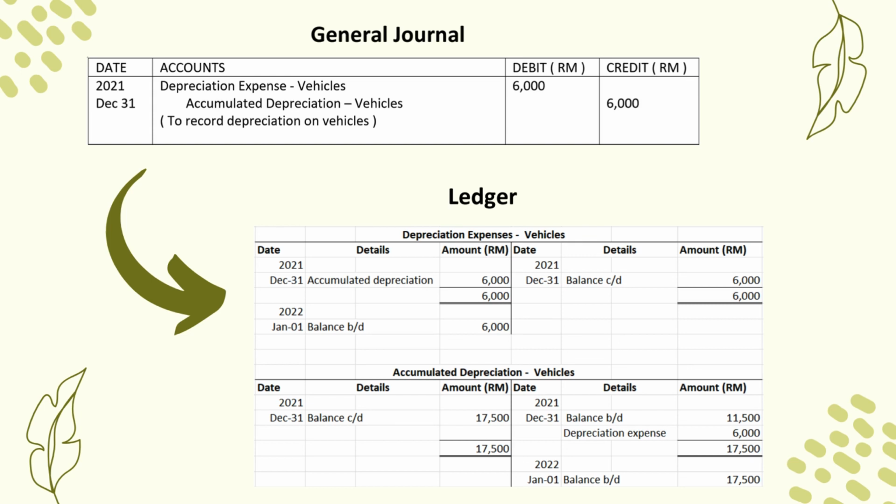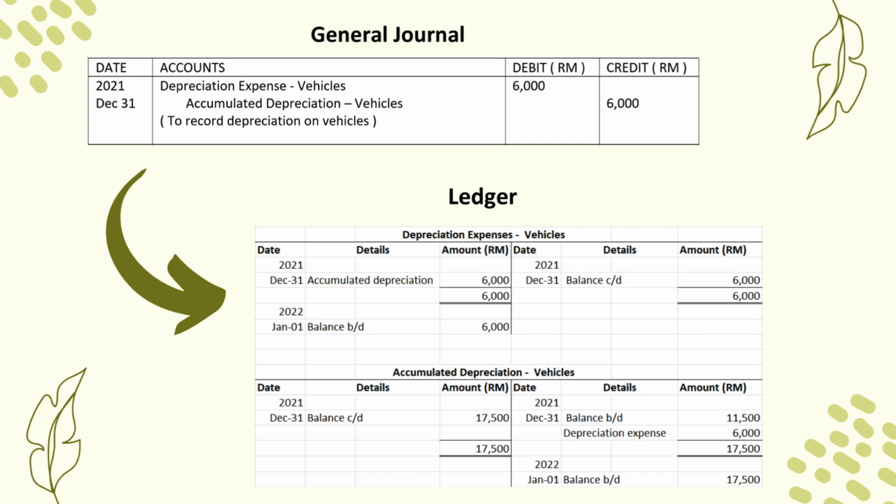Next, you need to open the ledger. You need to open 2 ledgers. The first one is depreciation expenses for vehicles. You need to record on the debit side with the details accumulated depreciation 6,000 ringgit. After that, you will get balance CD on the credit side 6,000 ringgit. You need to bring the balance CD to next year, which is 2022 January 1, with the details balance BD 6,000 ringgit.